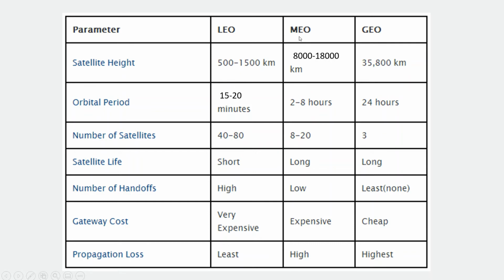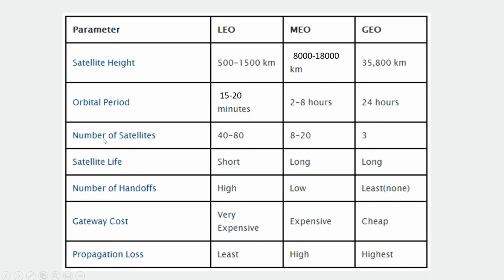And the MEO satellites, which are medium Earth orbit satellites, take about 2 hours to 8 hours to complete one orbit around the Earth, at a distance of 8,000 to 18,000 kilometers. As we have already discussed, the satellites in the GEO orbit are very near to 24 hours, which is a sidereal day.